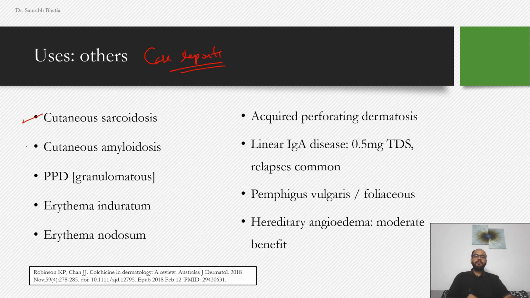Disorders include cutaneous sarcoidosis, cutaneous amyloidosis, pigmented purpuric dermatosis, majorly the granulomatous variant, erythema induratum, erythema nodosum, acquired perforating dermatosis, linear IgA disease, pemphigus vulgaris, pemphigus foliaceus, hereditary angioedema. Apart from that, I have used it in few patients of lichen planus and also in prurigo, both simplex and nodularis variety, and dermatitis herpetiformis. These are some patients in which I have used it as a good maintenance agent. Okay, even in EB pruriginosa, I've used it in one female patient of reproductive age group. Otherwise, I usually prefer thalidomide in EBP.